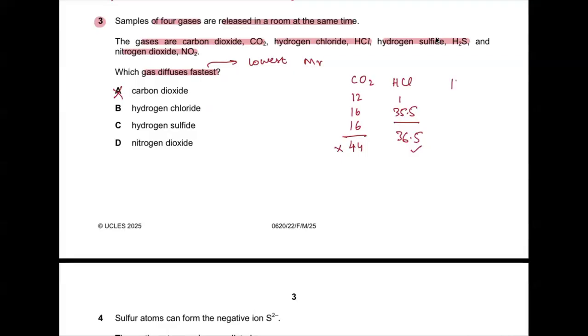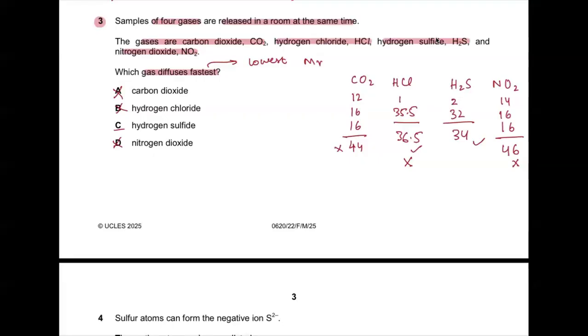Now after HCl, we have H2S. In H2S, there are 2 hydrogen and 1 sulfur. Sulfur is 32. So 2 plus 32 makes it 34. So it is a lower Mr than HCl. So HCl goes wrong, right? Then after H2S, we have NO2. Nitrogen has an Ar of 14 and oxygen has an Ar of 16 and 16. So 16 and 16 is 32, and 32 and 14 is 46. So it is also going to be wrong, because it has a higher Mr and it is actually the highest among all of them.